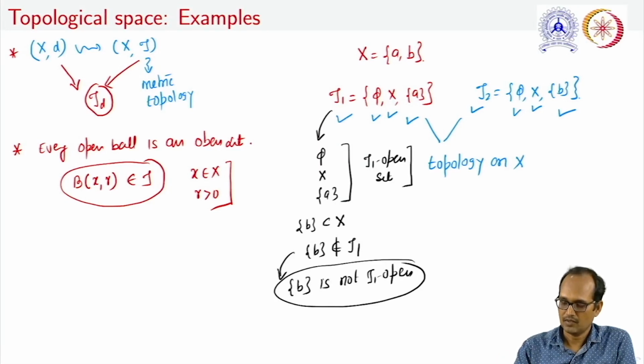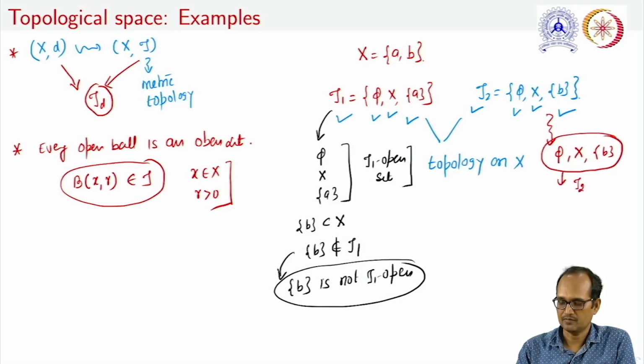Similarly, in this topology, the open sets are the empty set, X and the singleton set B. These are tau 2 open sets. But note that the singleton set A itself is a subset of X, but the singleton set A is not a member of tau 2, and therefore it is not tau 2 open.